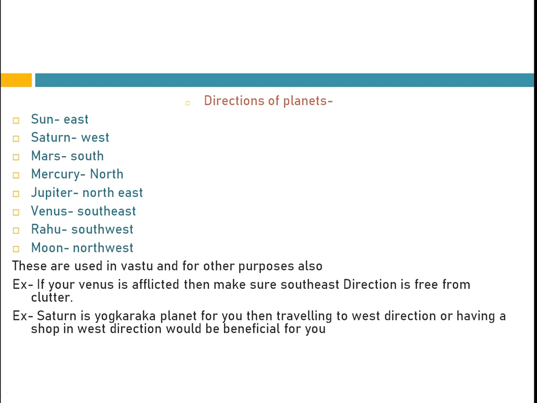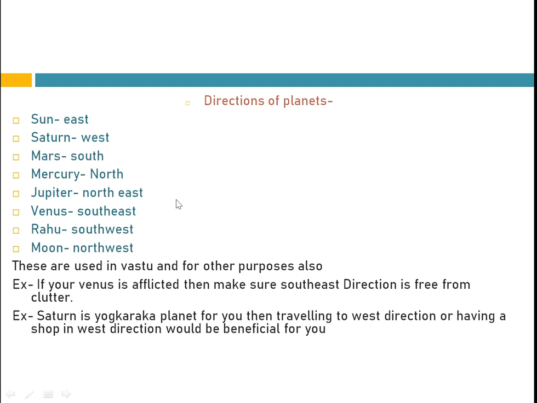Also, apart from Vastu, suppose Venus is your ninth lord, so your fortune may arise when you travel in the southeast direction. Suppose Venus is your seventh lord of business and is your Yogakaraka planet, or suppose Venus is the ninth lord sitting in the seventh house of business. So doing business in the southeast direction will give you much money. Why? Venus is karaka of money and also karaka of business. So this is how we can use directions of the planet.